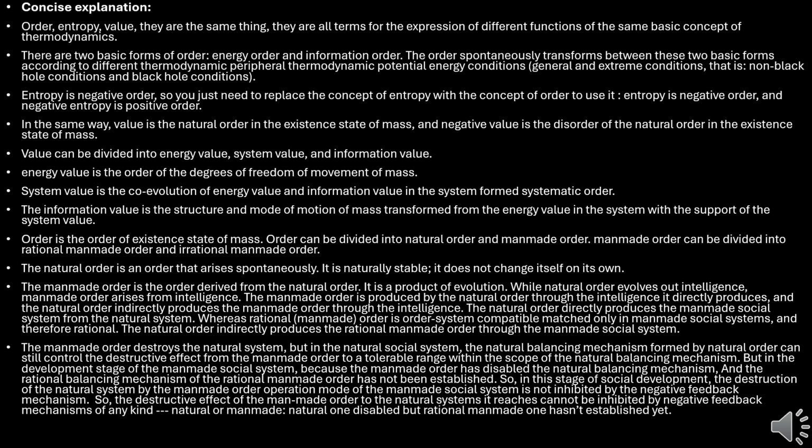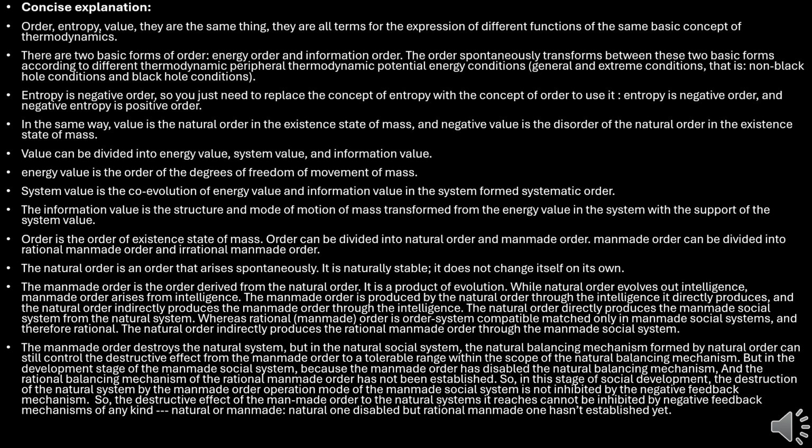While natural order evolves out intelligence, man-made order arises from intelligence. The man-made order is produced by the natural order through the intelligence it directly produces, and the natural order indirectly produces the man-made order through the intelligence. The natural order directly produces the man-made social system from the natural system. Whereas rational, man-made, order is order system compatible matched only in man-made social systems, and therefore rational. The natural order indirectly produces the rational man-made order through the man-made social system.